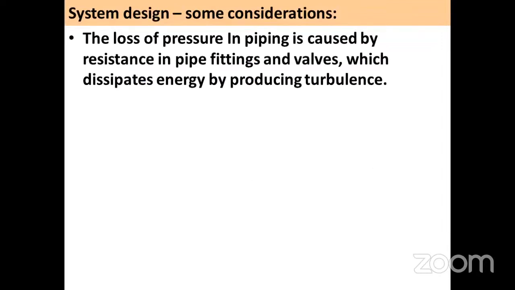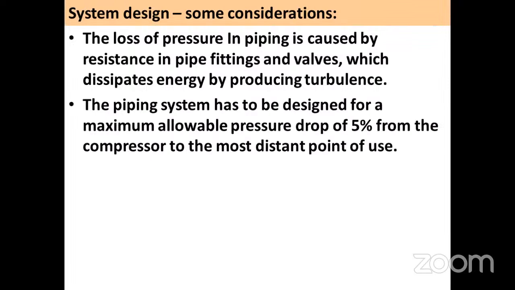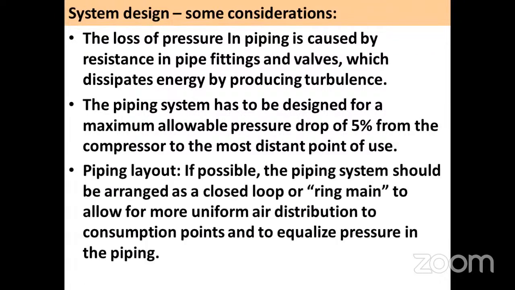System design. Loss of pressure in piping is caused by resistance in piping, heating, etc. It dissipates energy, so we need to consider all these things. The maximum allowable pressure drop is 5% from the compressor to the most distant point of use. It's a design consideration. Piping layout: if possible, the piping system should be arranged in a ring main to allow more uniform air distribution to consumption points and to equalize pressure in the piping. Ring main. Keep this word: ring main.